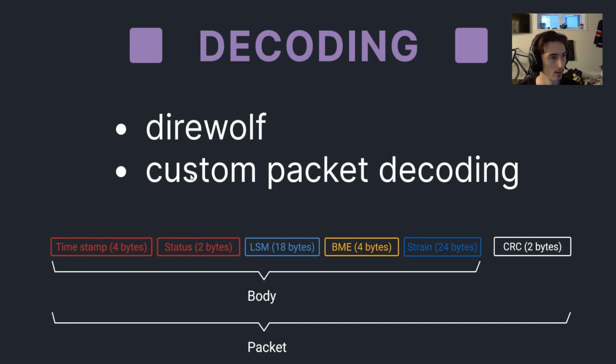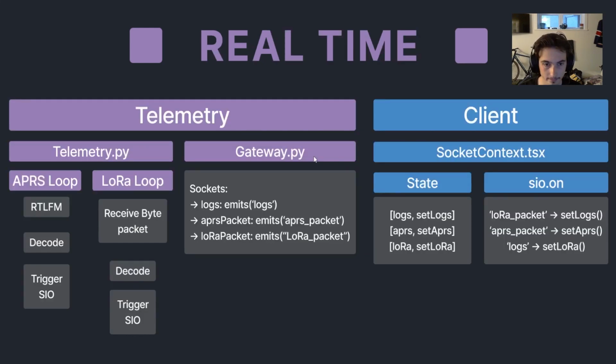Another thing that we're going to have to work on for decoding is custom packet decoding, because there are certain packets that will be coming in as bin files from the Rocket using our custom packet sending protocol, and we have to figure out how to actually decode that properly.